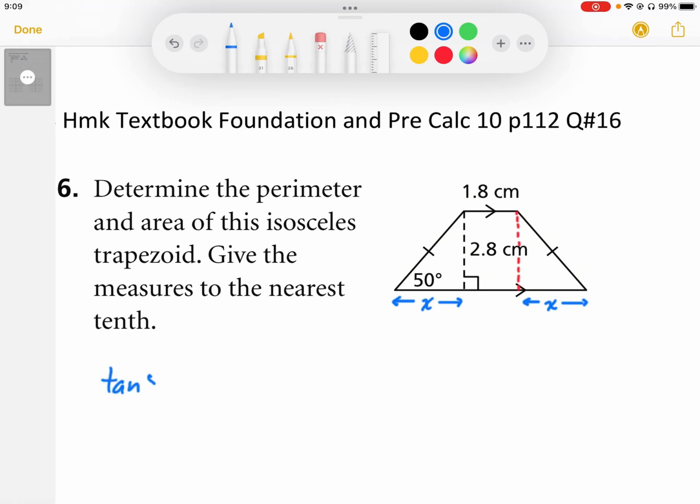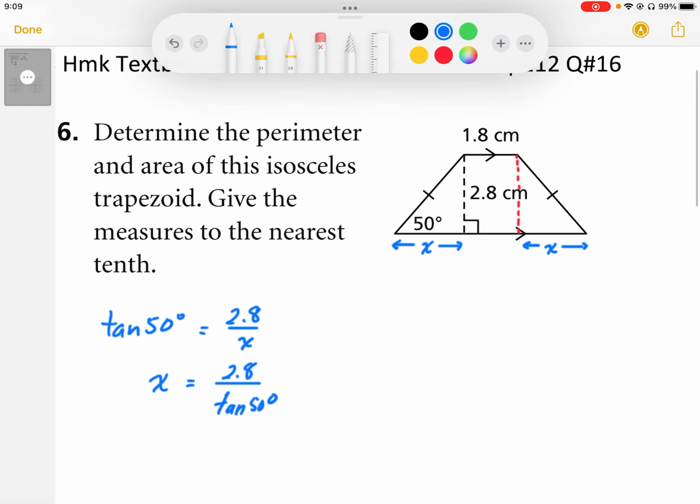So we know that tan of 50 degrees, the tan ratio, is equal to the opposite, which is 2.8, over x. Cross multiplying, we get x is equal to 2.8 divided by tan of 50. Tan 50 works out to be 1.19. So x is equal to 2.8 divided by 1.19. We should use 3 decimals here, 1.192, and this works out to be a length of 2.35 centimeters.